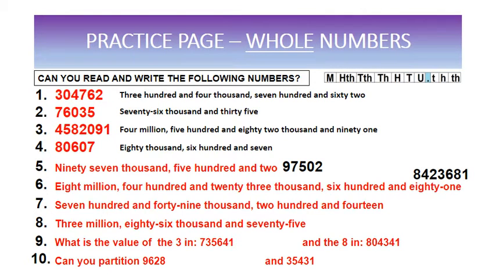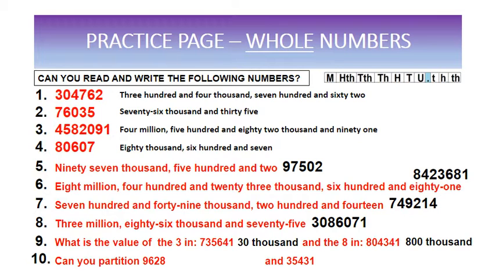6 like this. 7 like this. Then 8. Then what is the value of the 3 in this number? The answer is 30,000. The 8 in the next number is 800,000.